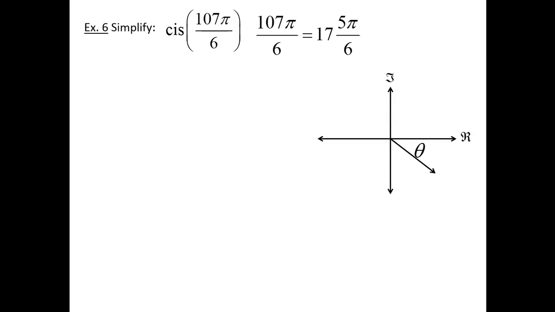Okay, here's an example. We have cis of 107 pi over 6. So we're going to use that third property that was on the last slide with the properties. 107 pi over 6 can be expressed as 17 and 5 pi over 6. Do some long division, or you'll see it. Since that can be written as 18 pi minus pi over 6, that puts me into the fourth quadrant here.